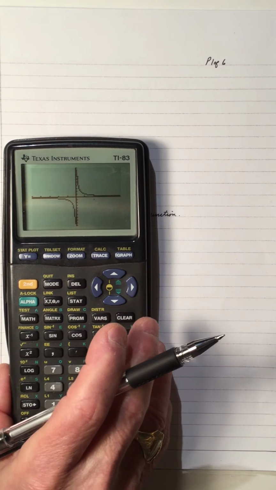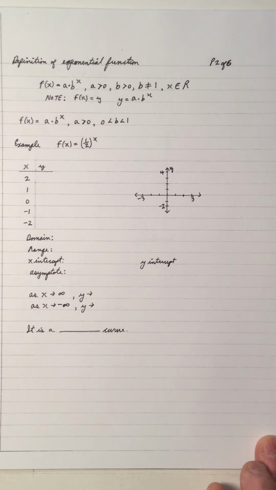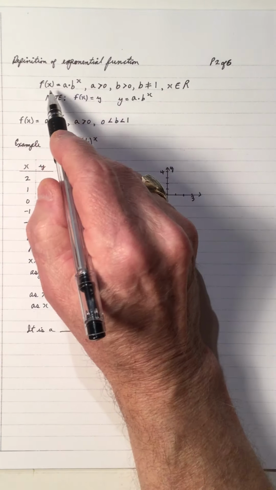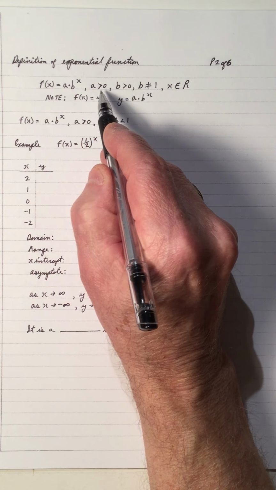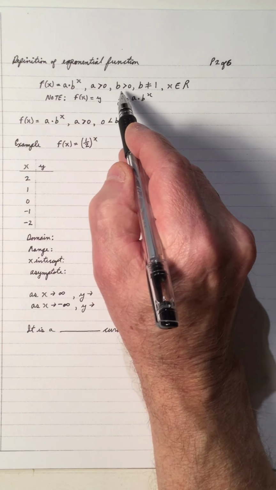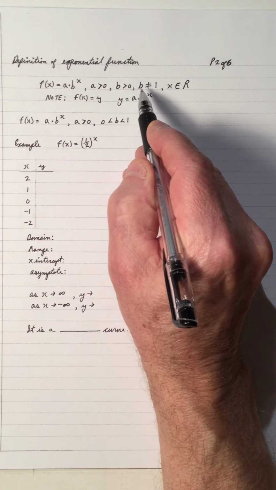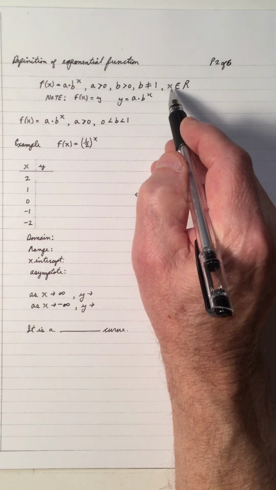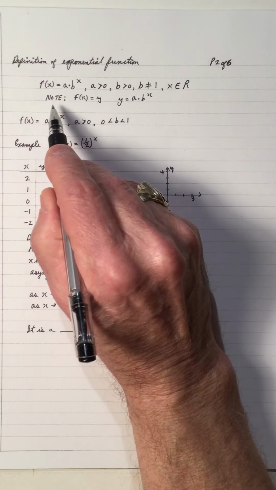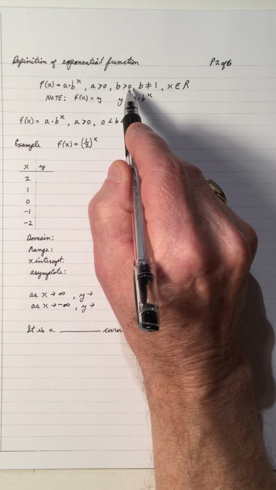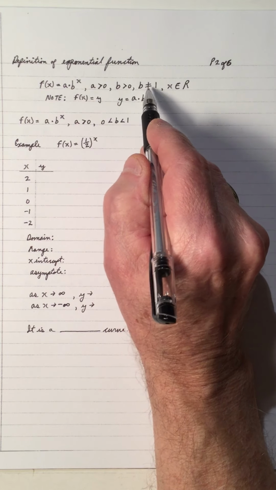I just wanted to explain that with the graphing calculator showing you the curve. So let's continue defining an exponential function. The definition of an exponential function is f of x equals a times b to the x, where a is greater than 0, b is greater than 0, the base is greater than 0 and the base is not 1, and x belongs to the real numbers. You can use any values of x here as long as they're real numbers. And the base has to be, again, greater than 0 and not 1.